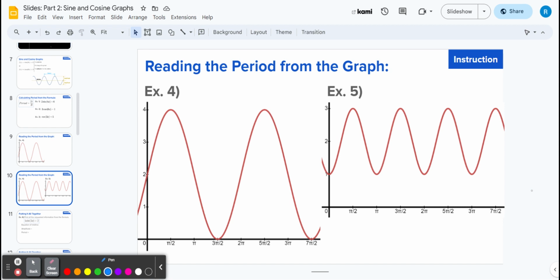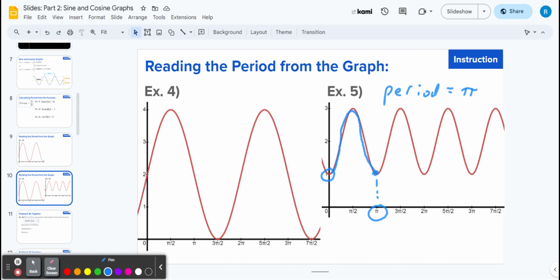Let's start with my tracing method. So we know that we're starting at a value of 1, all right? And we want to get back to 1. So our graph goes up, goes down, and right here at the bottom of this peak is when we've hit one full rotation, and that lines up with pi on our graph. So period is going to be equal to pi.